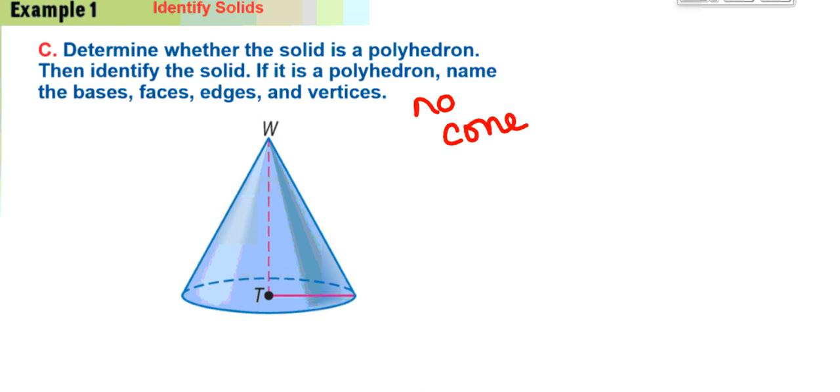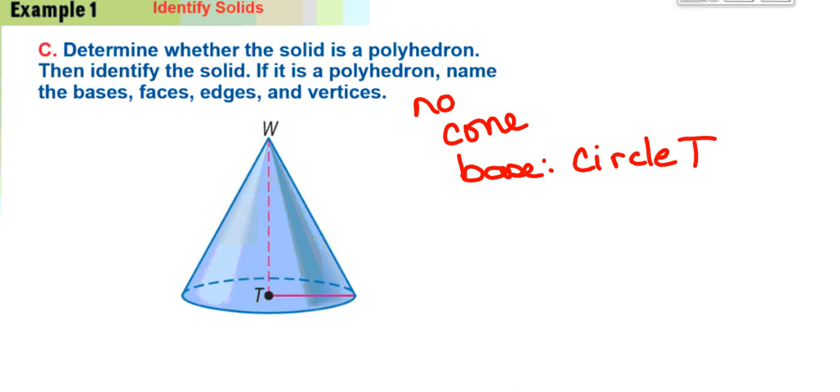And it has one thing that we can name. What can we name? Actually, I think we could name the base. What's the base? It's a what shape? Circle. So we can say something about the base, which is circle.